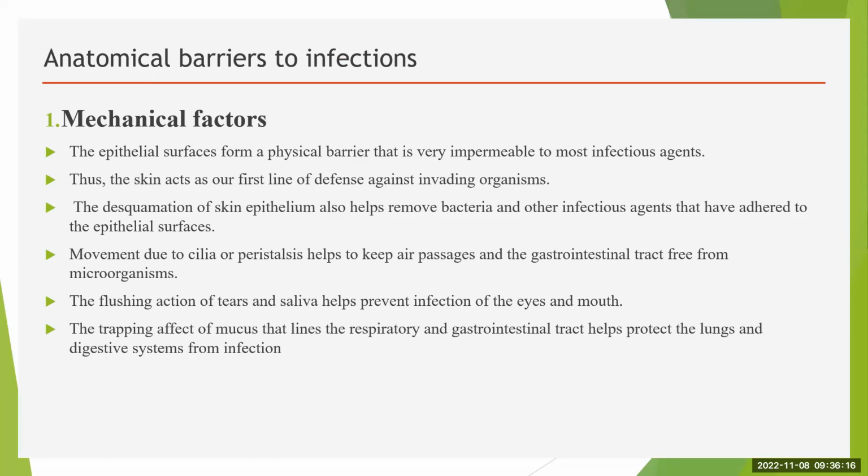Okay, barriers to infection. The anatomical immune system consists of about two or three classifications, which we will talk about. The first one is the mechanical factors. The epithelial surface forms a physical barrier that is impenetrable to most infectious agents. And what is that epithelial surface we're talking about? We're talking about the skin. Your skin is the first barrier to infection, and this falls under the mechanical barriers to invading pathogens.